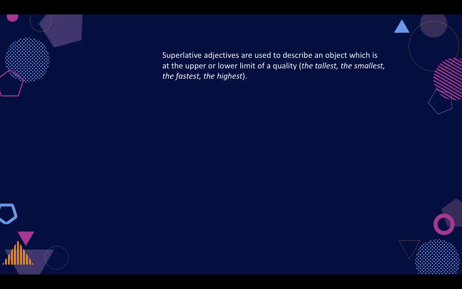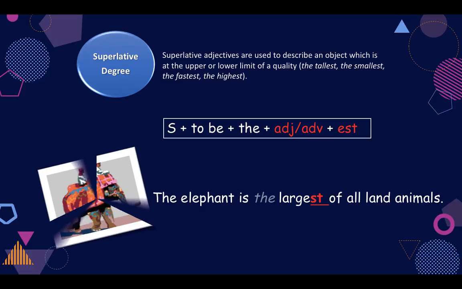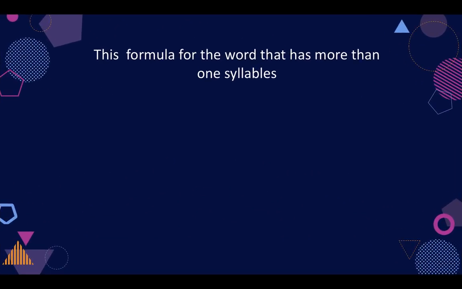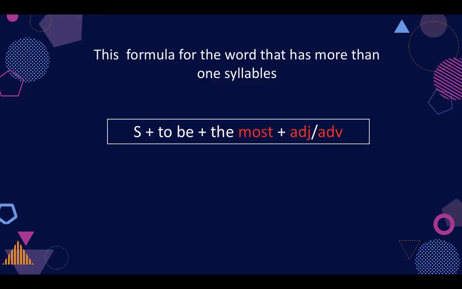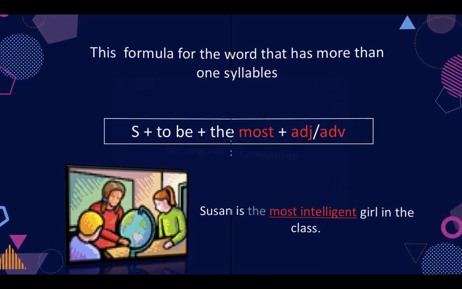Superlative adjectives are used to describe an object which is at the upper or lower limit of a quality: the tallest, the smallest, the fastest, and the highest. I provide you the pattern you can see, and the example is: the elephant is the largest of all land animals. This formula is for the word that has more than one syllable. You can see the pattern, and the example is: Susan is the most intelligent girl in the class.